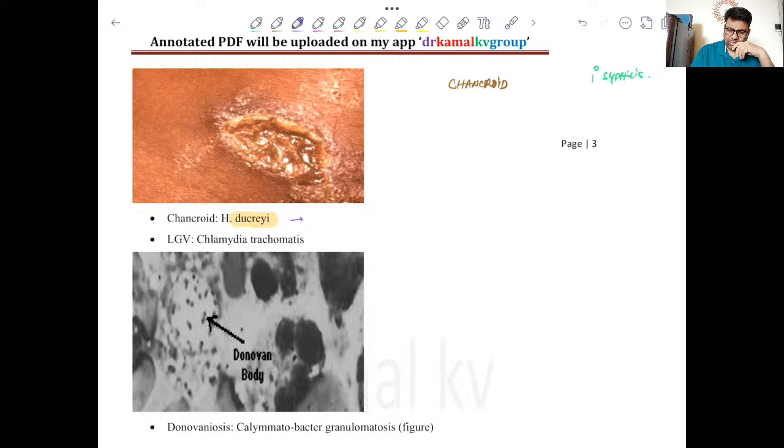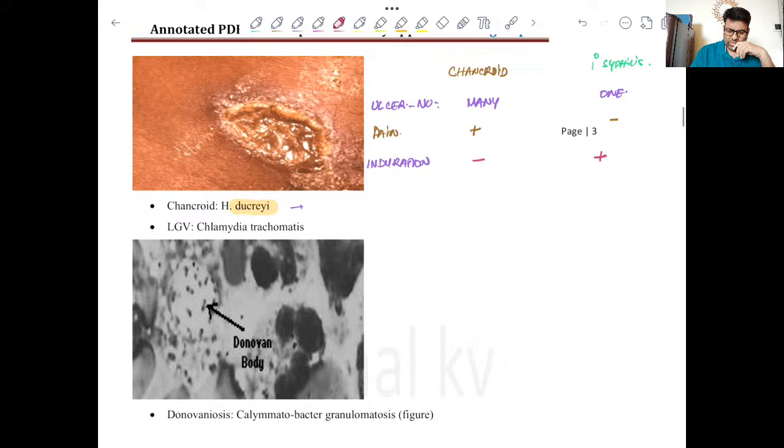So one point is about ulcer number: it is many here, it is one here. Then second is pain: it is present here, it is absent here. Then third is induration: this is absent here, this is present here, right? So this is how we can clinically differentiate the ulcer of chancroid from primary syphilis. The classical thing is the painful ulcers of chancroid and painless ulcers of syphilis.